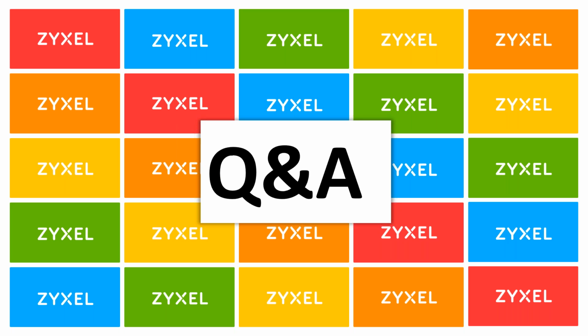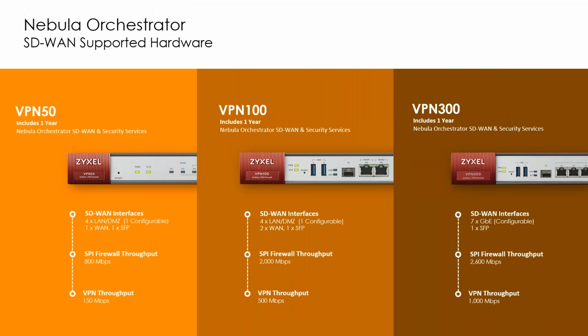The question is, not sure I get it, VPN 300 etc. in Nebula Orchestrator or Orchestra. I'm not really sure I understand the question, but yes, all the VPN devices that you see here support Nebula Orchestrator. These cannot be integrated to NCC or Nebula Control Center, just to be clear between the definition. Different devices for Nebula Orchestrator and different devices for Nebula Control Center.